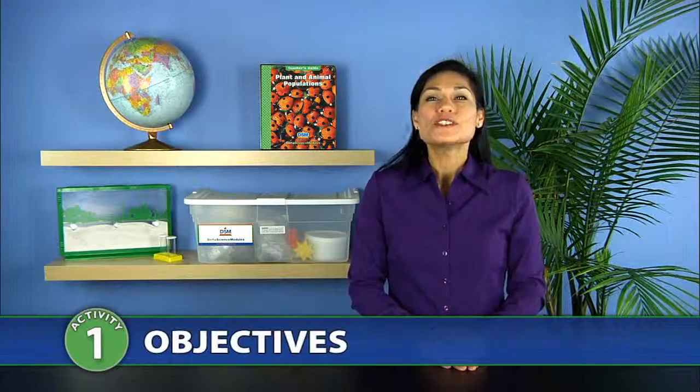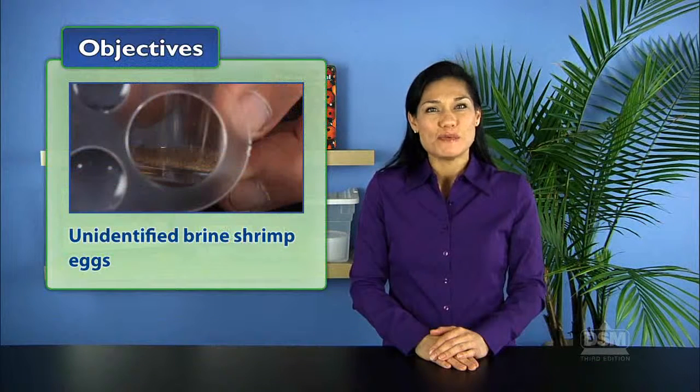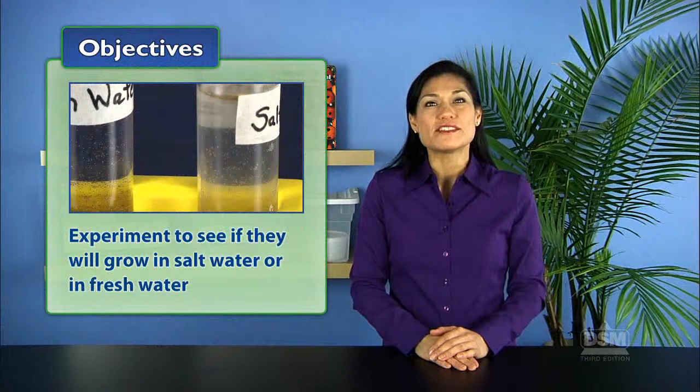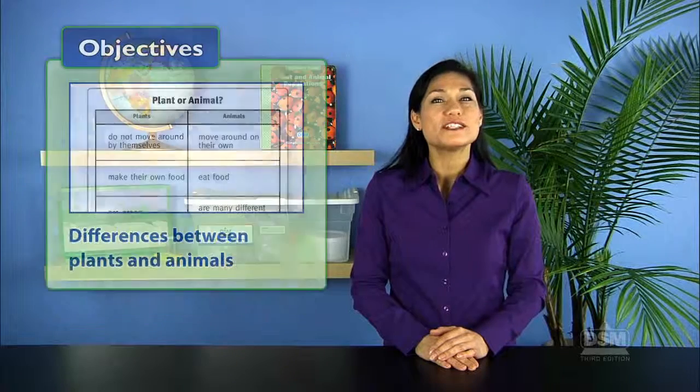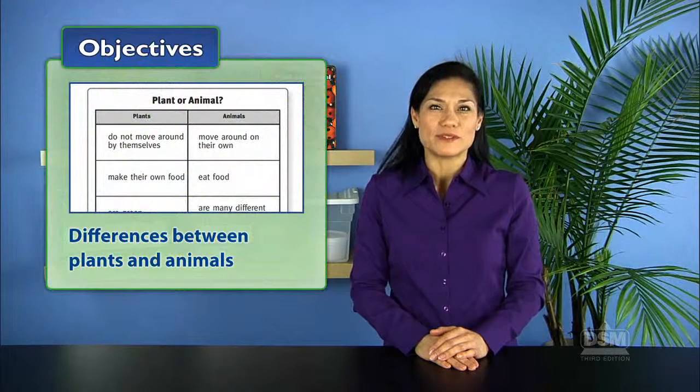In Activity 1, Seeds or Eggs, students examine unidentified brine shrimp eggs and set up an experiment to see if they will grow in salt water or in fresh water. They then observe the growth and development of brine shrimp, then discuss the differences between plants and animals.